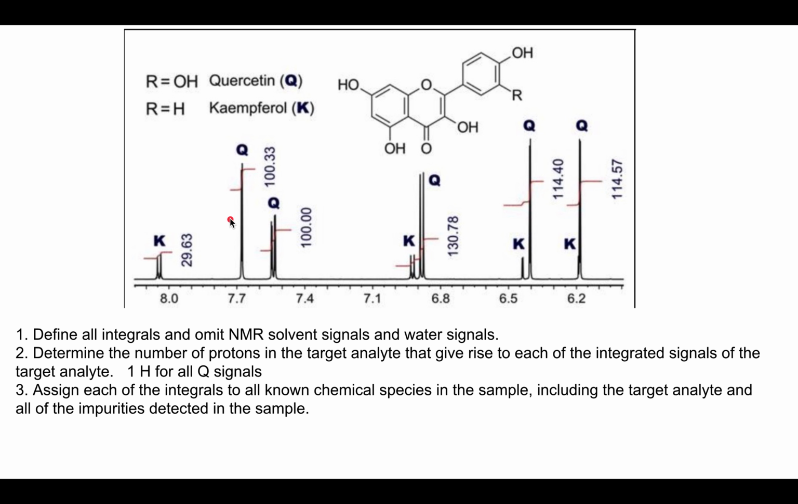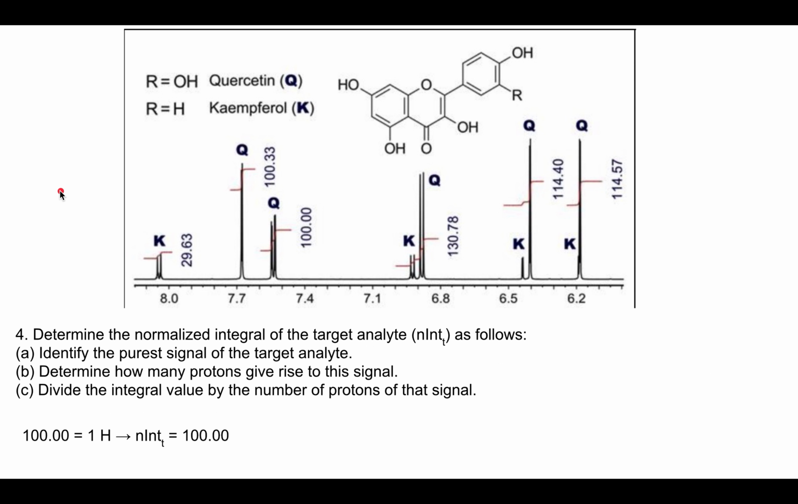Step number 3 says to assign each of the integrals to all known chemical species in the sample, including the target analyte and all of the impurities detected in the sample. So we take each signal in the spectrum and we give it a letter corresponding to Q for our target analyte, or the letter K corresponding to our impurity. You'll notice that some of the signals actually contain a combination of both. We'll deal with those in the later steps.